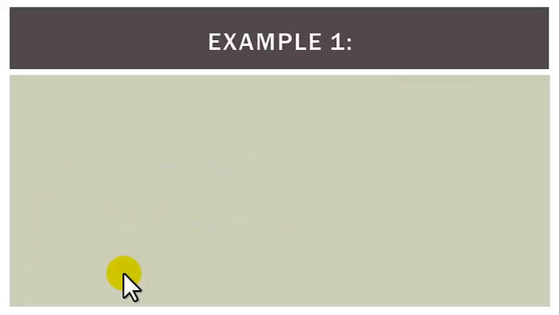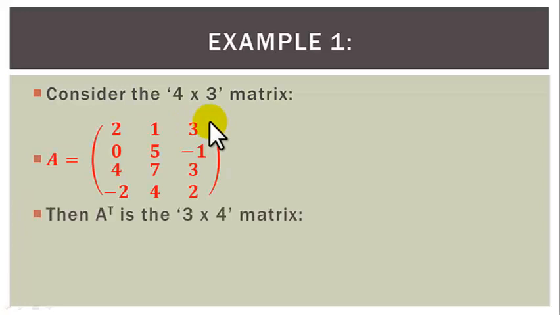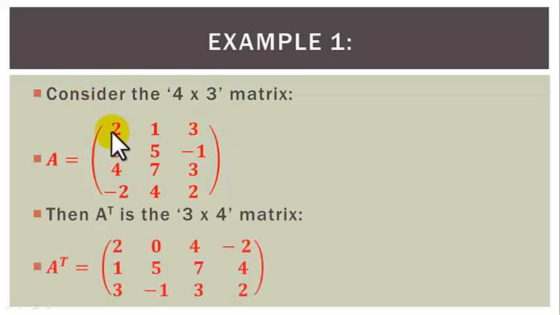Example 1. Consider the following 4 by 3 matrix A. Then this is the A transpose. Row 1 of A is now column 1 of A transpose. Row 2 is now column 2 here. Row 3 is now column 3. And row 4 is now column 4. Clearly we have 3 rows and 4 columns. So A transpose is a 3 by 4 matrix.